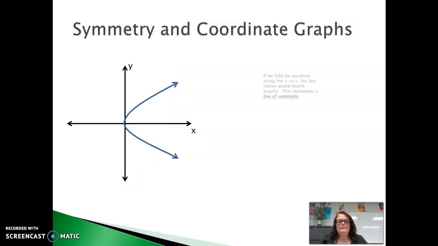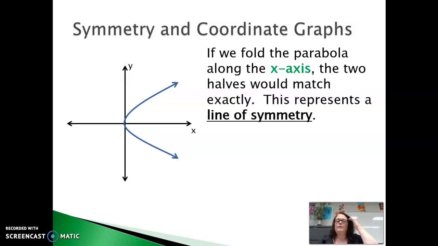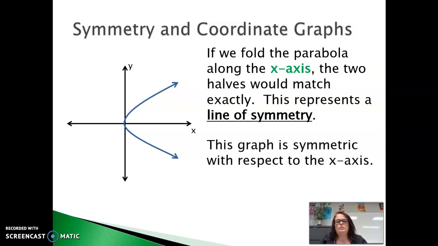So then the next one we're going to talk about is the x-axis. If we fold that parabola along the x-axis, the two halves would match exactly. And so the x-axis would be called a line of symmetry. So this means that the graph is symmetric with respect to the x-axis. The words "with respect to" you're going to see shrunken down to WRT, just so that we save a little bit of time.